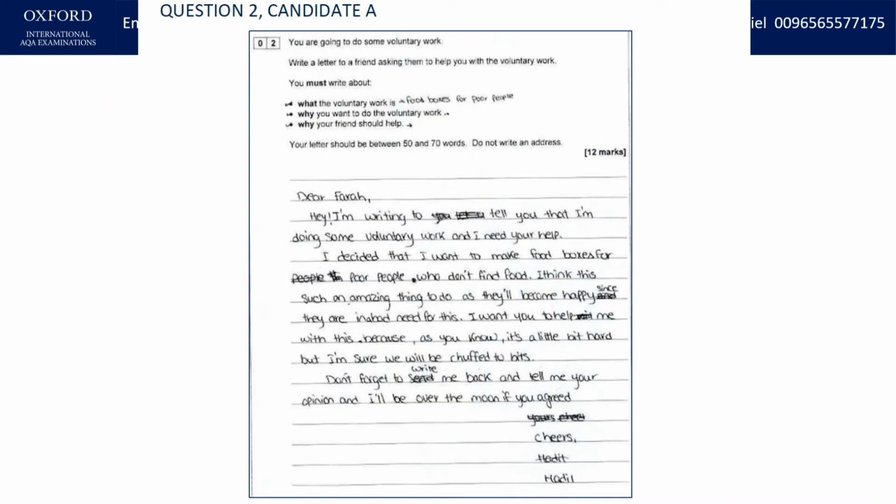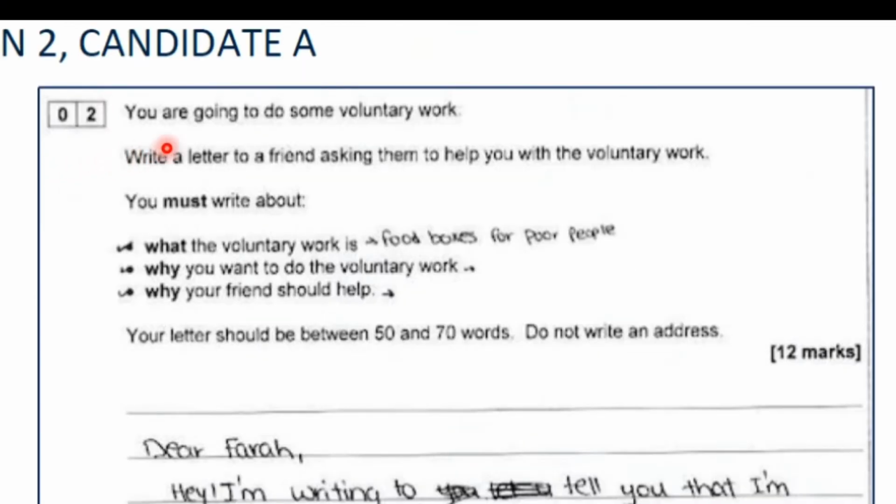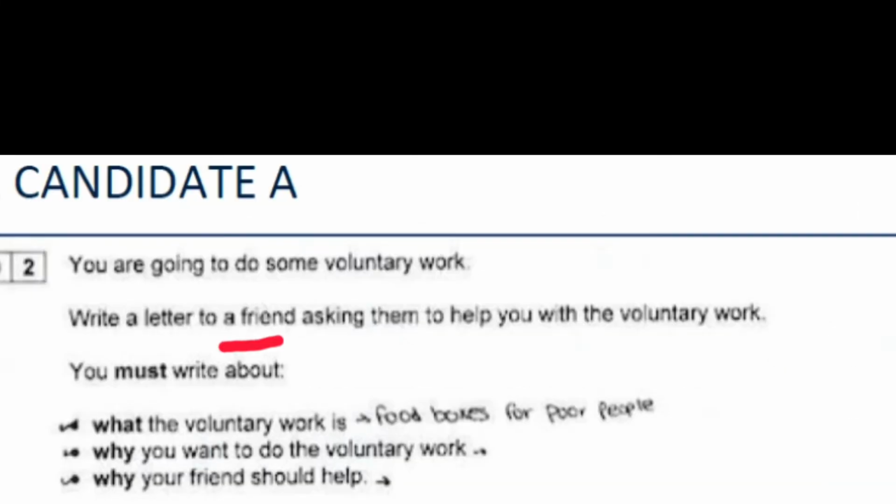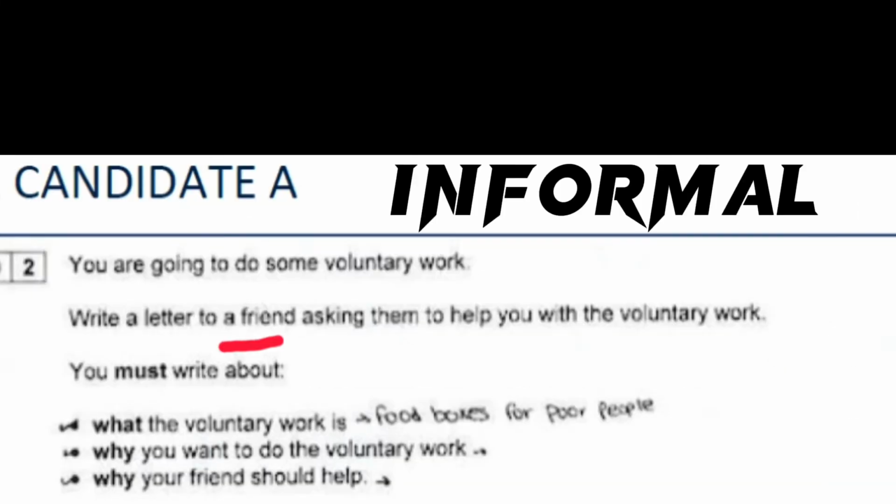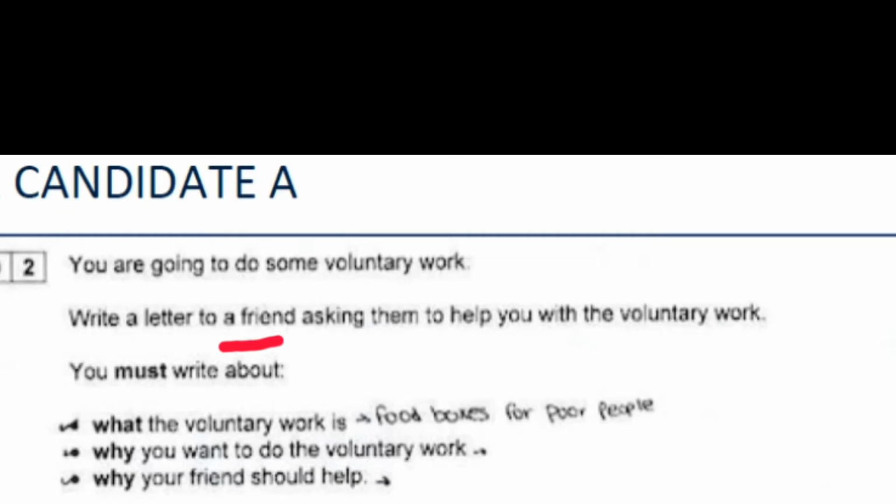Now let's move on to an example to better understand these concepts. Let's take a look at the task itself. Again, read the prompt carefully. You're going to do some voluntary work, and you need to write a letter to a friend asking for their help. So first, identify the type of letter, which is an informal one.